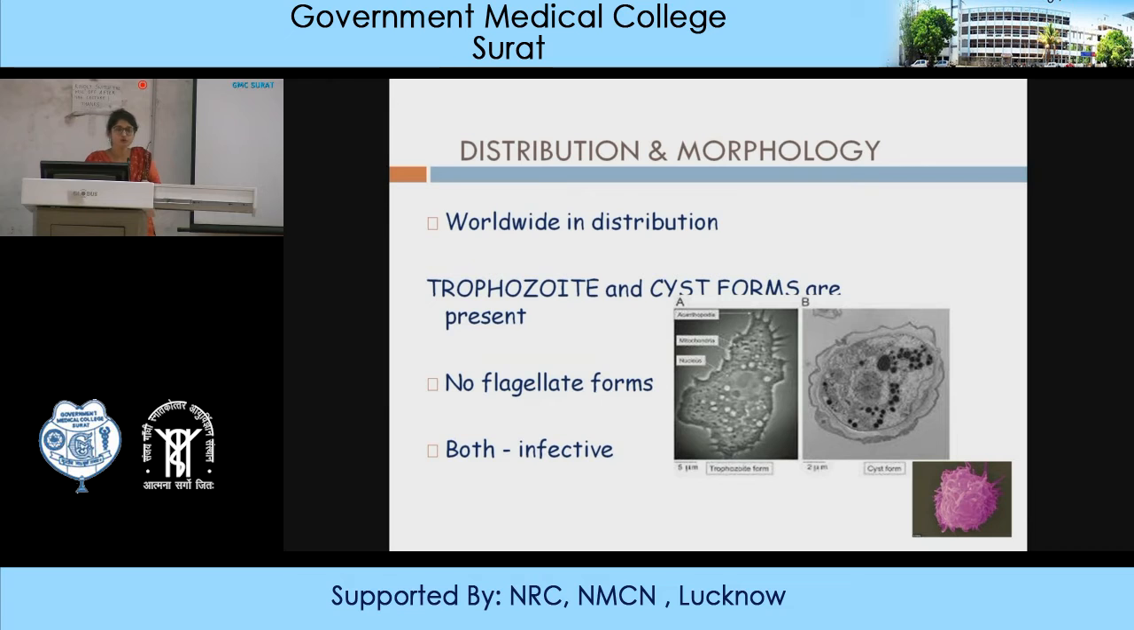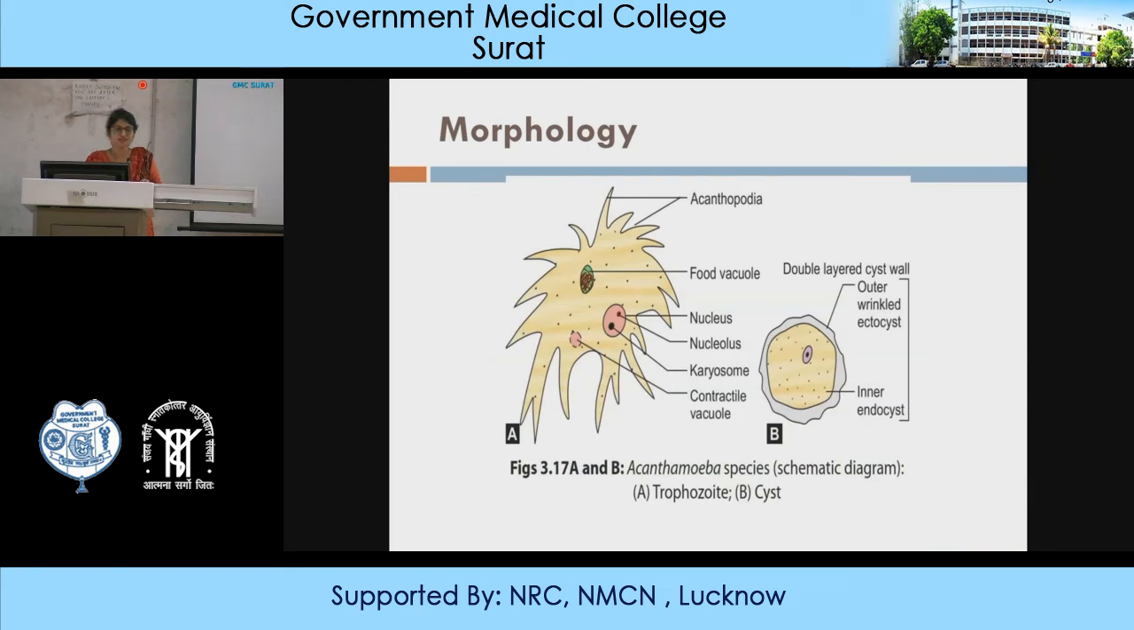And here both forms, trophozoite and cyst, are infective. Now moving to its structure, the trophozoite form has irregular acanthopodia, and the cytoplasm is granular, carrying food vacuoles and a contractile vacuole, and the nucleus with the nucleolus and the karyosome. The cyst has a double-layered cyst wall, and the outer layer is wrinkled. So this is the form of Acanthamoeba, having acanthopodia in the trophozoite and the wrinkled cyst wall in the cyst.